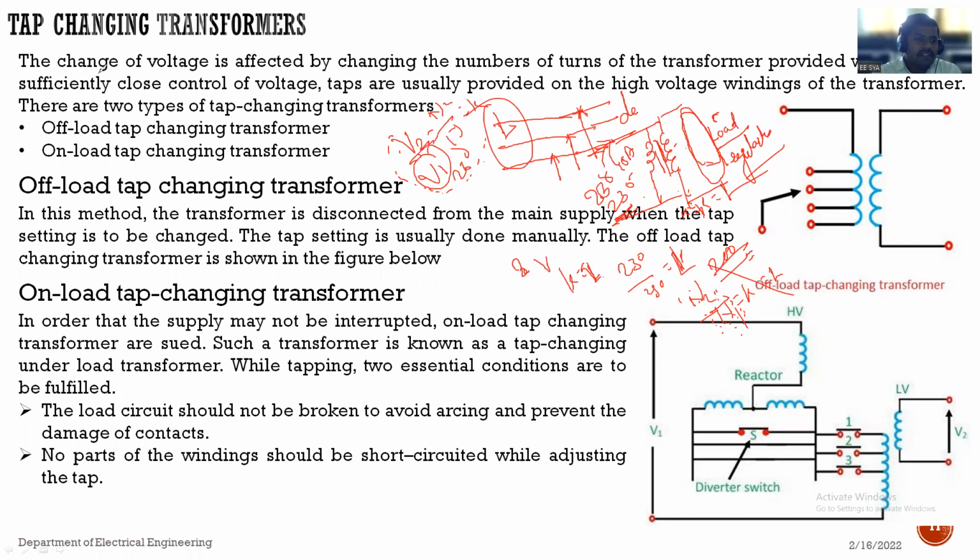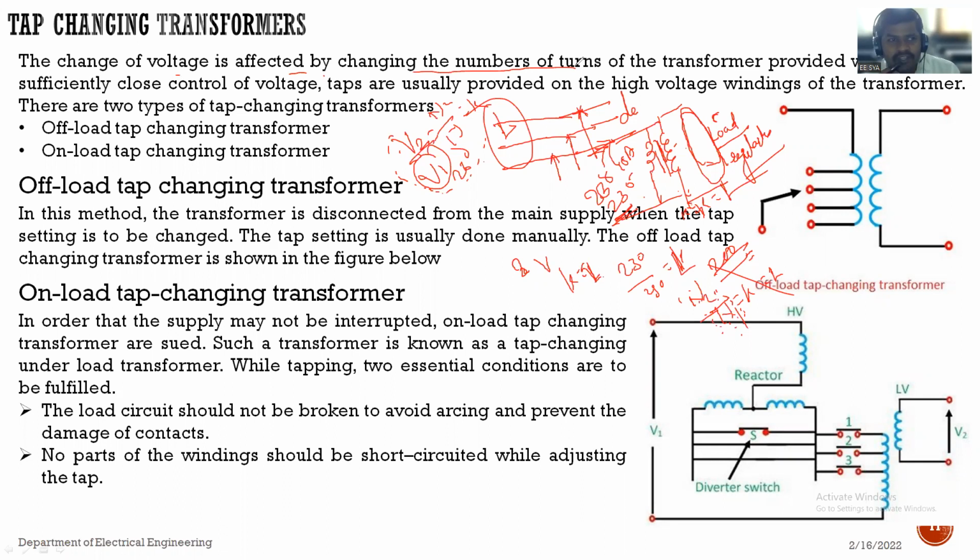See, the change of voltage is affected by changing the number of turns. What do we have to do with the number of turns? We have to change them. Then we obtain the change in voltage. When do we get a change in voltage? If the turns ratio is the same, we get the same voltage. When the turns ratio is changed, that is the number of turns, we get a change in voltage.